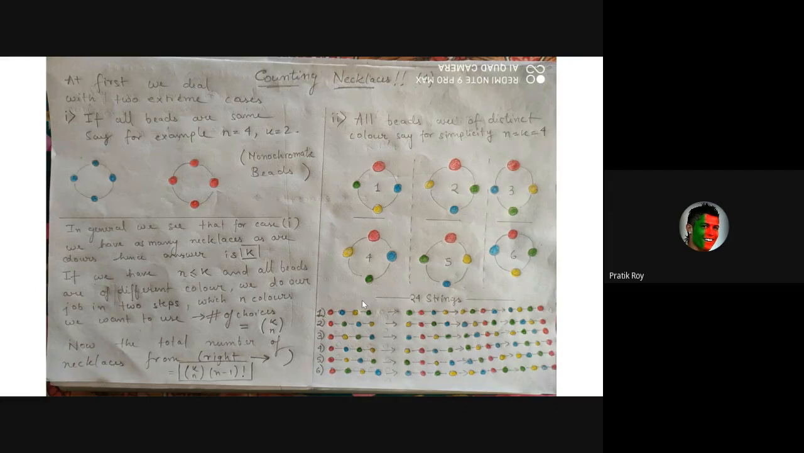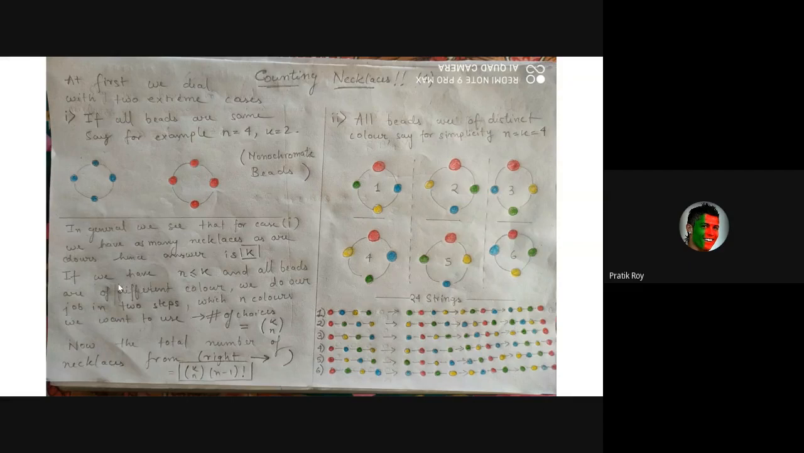That is, there are 24 string arrangements, and if we take one representative of each of these groups, it will represent one necklace, and all 4 of these represent one necklace. So every 4 represents one necklace. How many necklaces will there be? It turns out to be simply 24 by 4, that is 6, or 3 factorial. That is n factorial by n, or n minus 1 factorial. So this also turns out to be pretty simple.